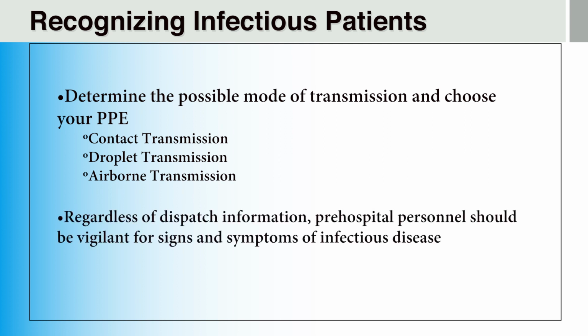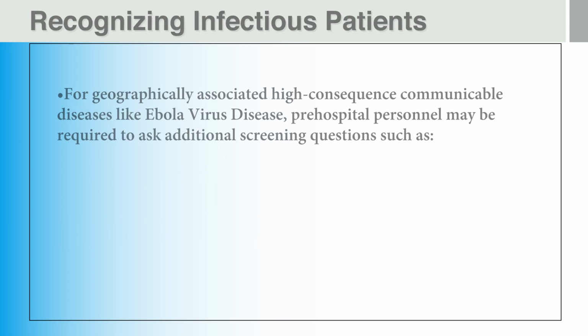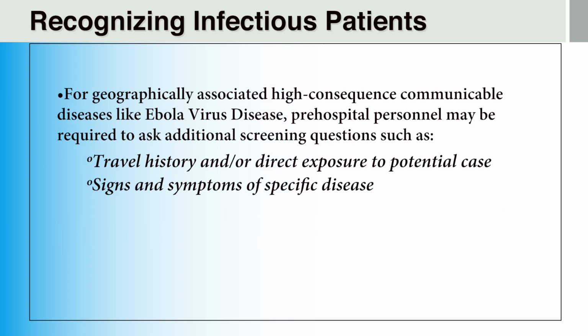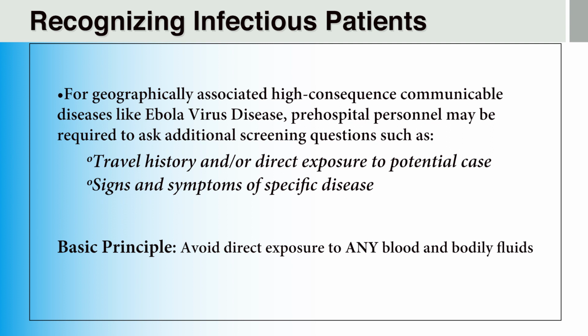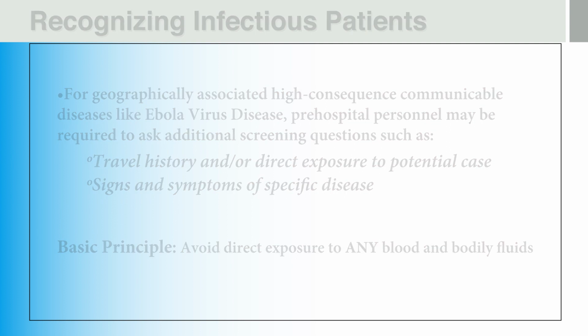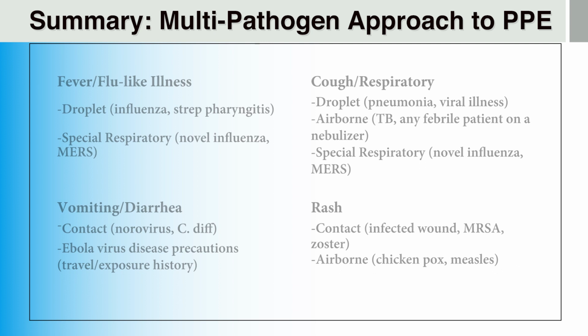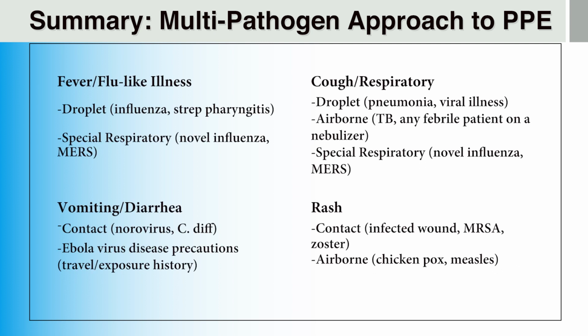Regardless of the dispatch chief complaint, pre-hospital personnel should be vigilant for signs and symptoms of infectious disease. During times of suspicion for high-consequence diseases like Ebola virus disease, pre-hospital personnel may be required to ask additional screening questions such as travel and exposure history. In general, providers should avoid any direct exposure to blood or bodily fluids. The multi-pathogen approach is a tool for pre-hospital providers to determine the most appropriate level of PPE based upon a patient's presenting signs and symptoms.